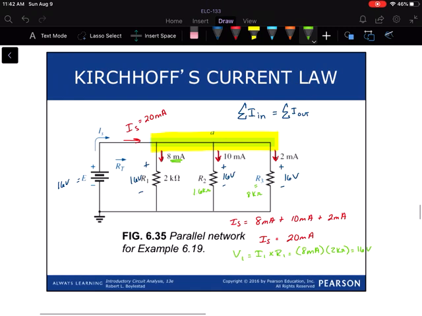And what would RT be? RT would equal E over I sub S, right? So we've got 16 volts over 20 milliamps.